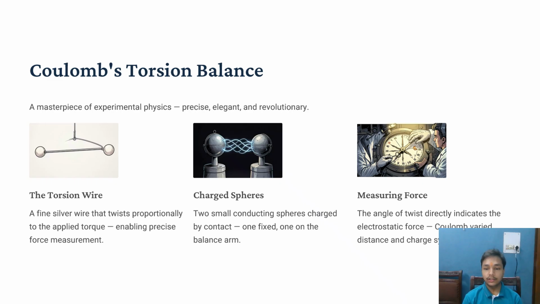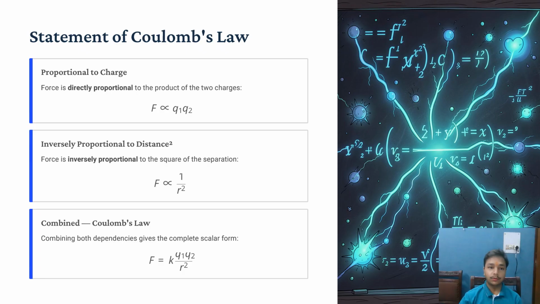And then a measuring force. The angle of twist directly indicates the electrostatic force. Okay. So Coulomb varied the distance and the charge system. Now talking about the statement of Coulomb's law.